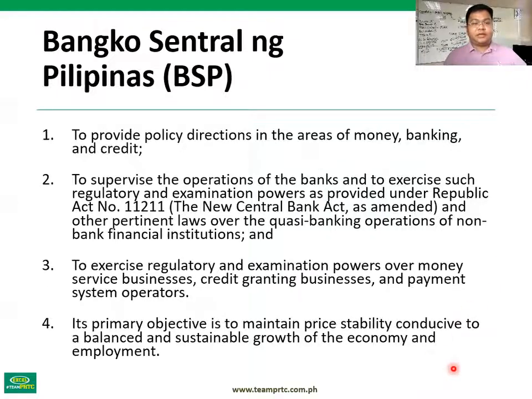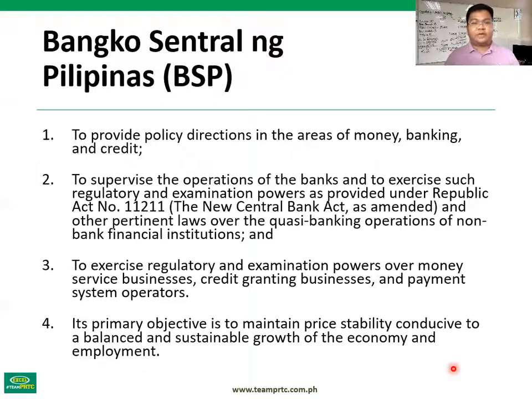And finally, its primary objective is to maintain price stability conducive to a balanced and sustainable growth of the economy and employment. So as you can see, the power of BSP is very broad, especially when it comes to the areas of money, banking, and credit. That is why they conduct audits of different banking and other financial institutions, not only banks, so that they are able to discharge their responsibilities.